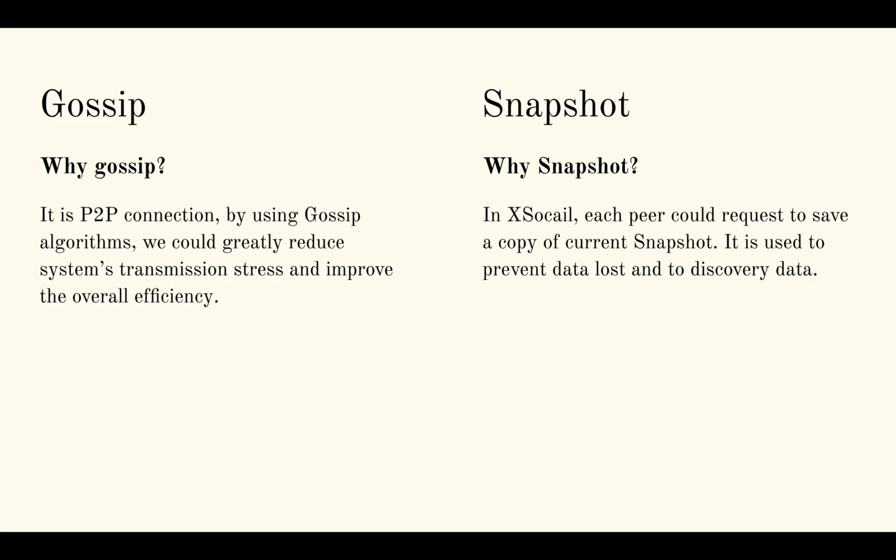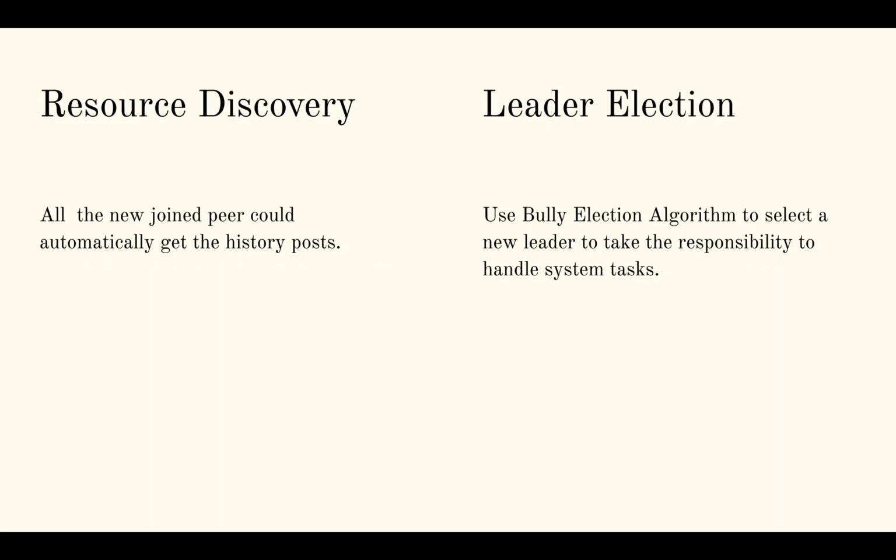And secondly, as you have seen in the demo, Xsocial could save all the current information on the local user store, the number of online peers, their history posts, and so on. By doing this, we could guarantee the system's stability and prevent data loss if crashed. Thirdly, it is resource discovery. It could be observed that newly joined peers could automatically gather history posts. It is also contributory to our system's stability.